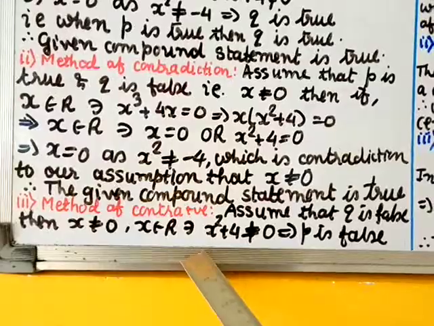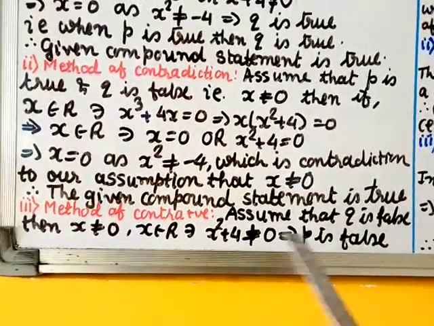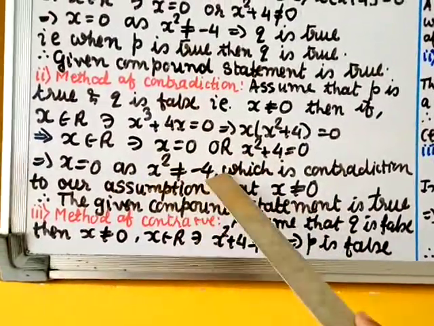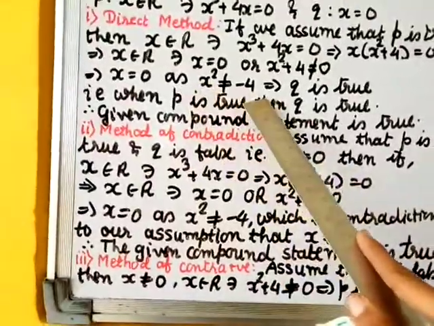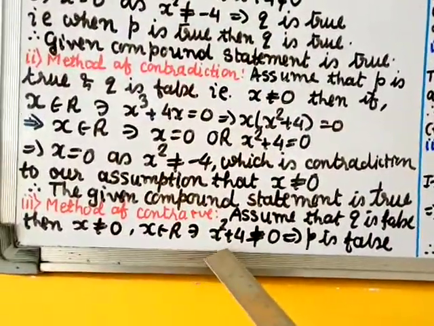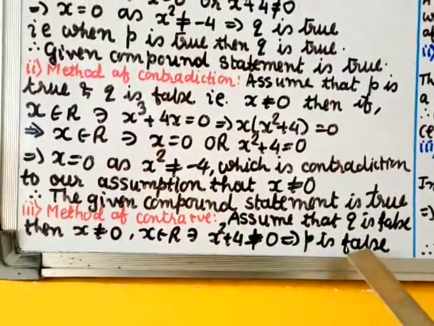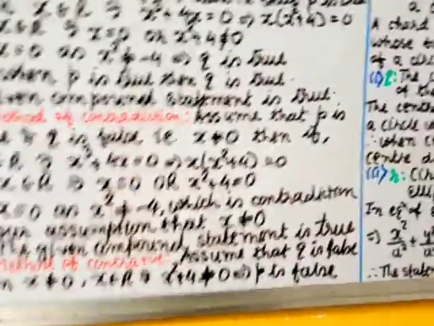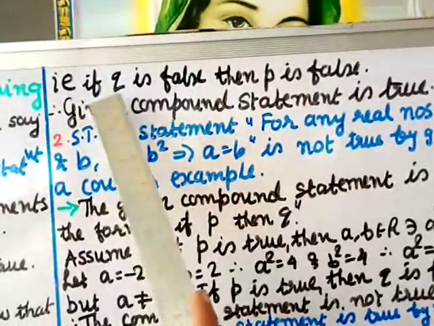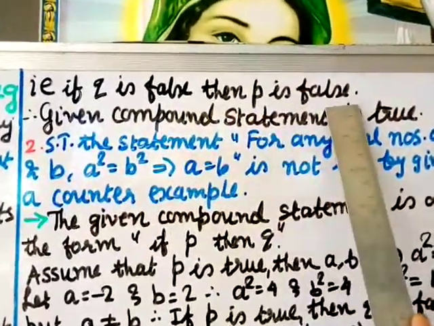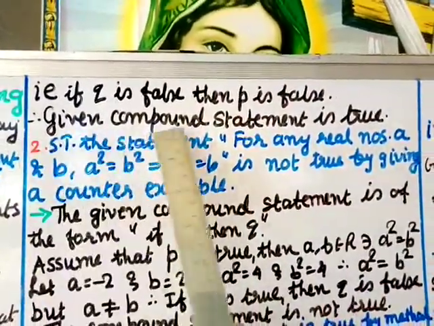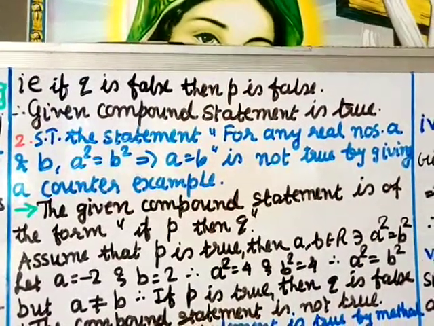x belongs to R such that x square plus 4 is not equal to 0. This also we know because we have already done it previously, right? That means if x square plus 4 is not equal to 0, then p is false. If this implies p is false, so we can say that if q is false, then p is false. Therefore the given compound statement is true.